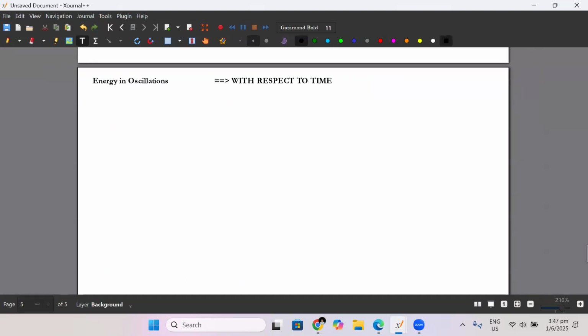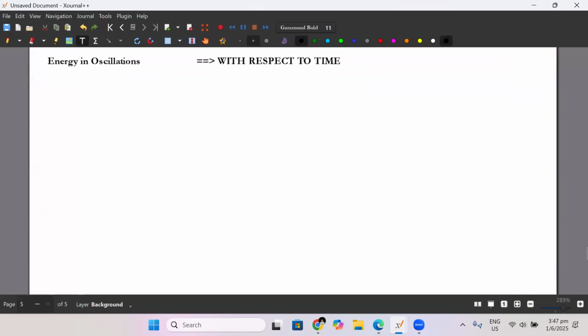Energy in oscillation. Okay, but there are two versions of it. So let's just write the following. This one is with respect to time. Okay, if it's with respect to time, all you need to do is start off with an x-t graph. Okay, so let's do that.